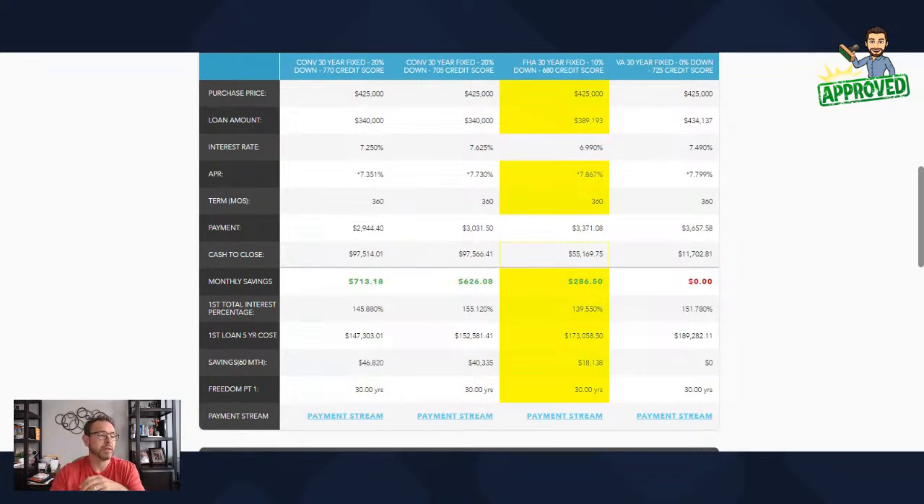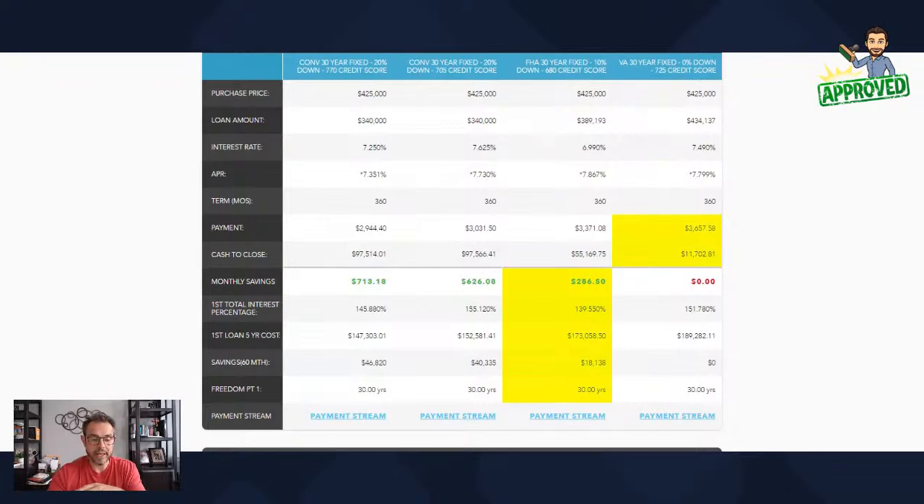Okay, and then the last scenario I did here for you is a VA loan, 30-year fixed, 725 credit score. Principal and interest would be $36.57. The total amount needed to close would be about $11,700, and again, that's with no money down. So again, this is called a TCA, which stands for total cost analysis. They're easy to put together.